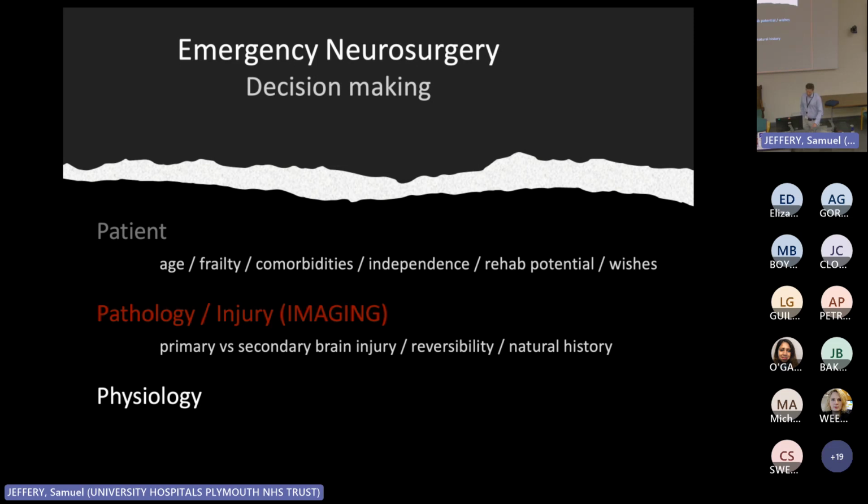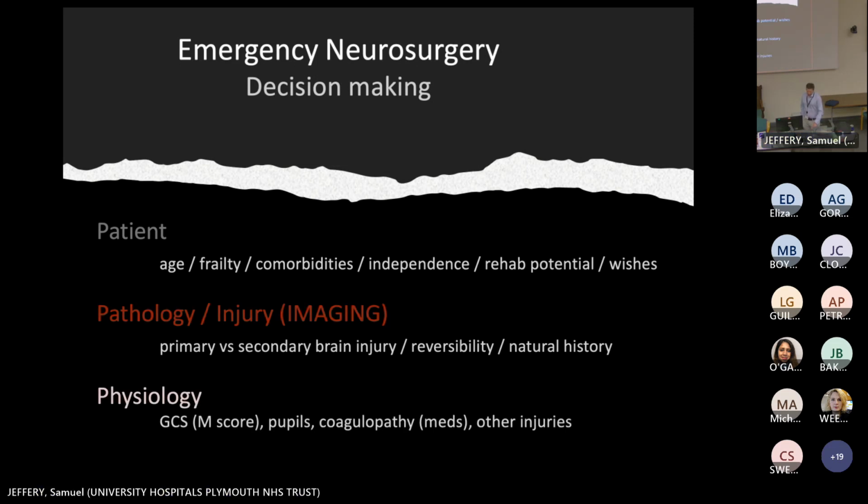And that may just change the timing of any intervention. And finally, what's the physiology? What's the GCS? The M score being most important. Obviously, a patient with a motor score of 1 or 2, bad prognosis. Those with a 5 or 6, much better. Ones in the middle, 3 or 4, more difficult.